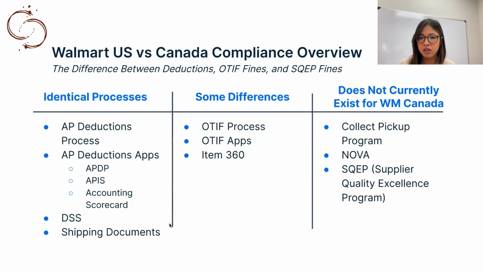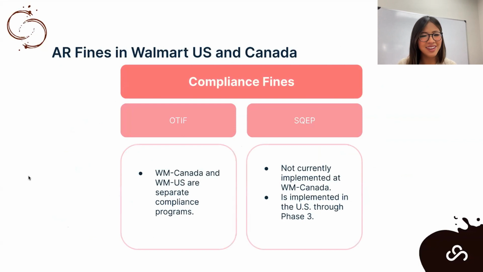So again, kind of a friendly reminder of what we talked about earlier: AP and DSS shipping documents are going to be basically identical. The differences that we're going to call out here are really around OTIF, because Pickup Program and SQEP, which are Walmart's primary AR compliance programs, do not currently exist for Walmart Canada. We should be thankful for that.